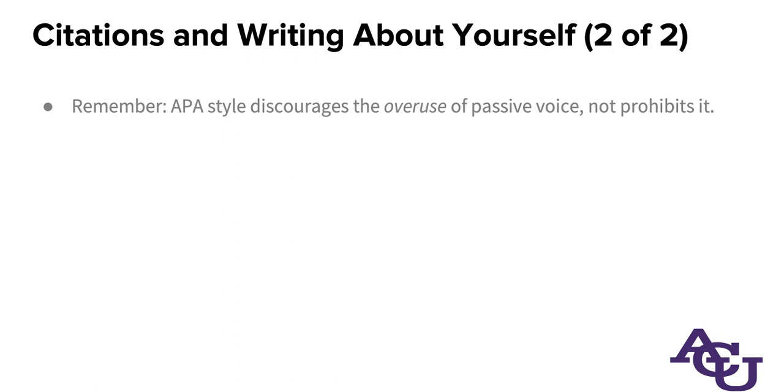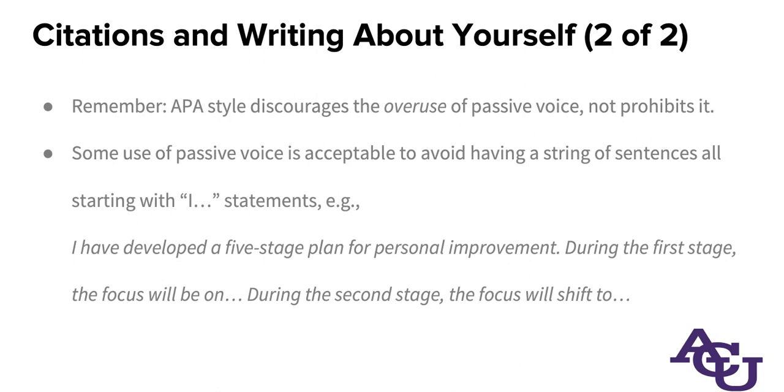If we have a whole paragraph where it all starts with sentences like, these things were done, this person was interviewed, then we don't know for sure who did it. It's helpful to identify, at least in the first sentence of the paragraph, who is doing the actions that are being referred to, and then you can switch to passive voice to avoid having a string of sentences that all start with I statements. So an example of how you might use the passive voice is here.